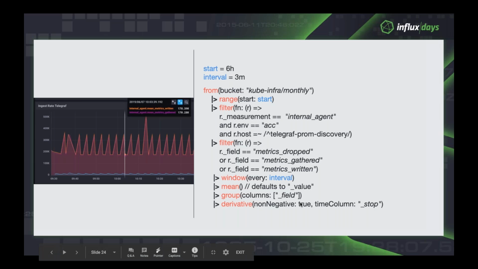So when you have all these metrics, if you're following what we are doing at InfluxData, you will know that we are developing a new language to interact with data. And this is an example of the query that we run to monitor how many metrics we are gathering and how many of them we are losing. So we take information from a bucket, the kube_infra_monthly bucket, and we arrange them and filter them by the internal agent and by environment. And as you can see, the graph shows two lines: the number of metrics that we gather and the number of metrics that we write. So we can see how many of them are dropped.